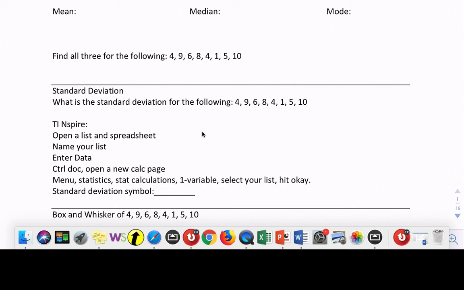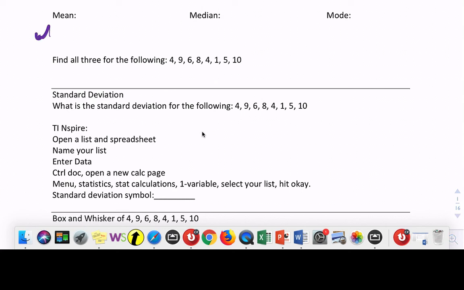We have mean, median, and mode. So to review, mean is the mathematical term for average. To find the average, you just add up how many terms you have and divide by how many there are. So mean is the average. We'll take a look at in our calculator what that looks like.